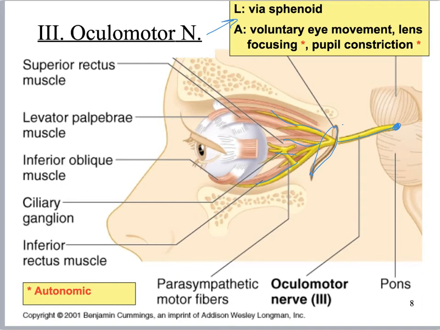Now you'll notice I've got this for autonomic. So it does voluntary eye movement, but it also has autonomic fibers that are going to do involuntary pupil constriction and lens focusing. Okay, so you need to know that. So you know pathway or location and the action of what they do.